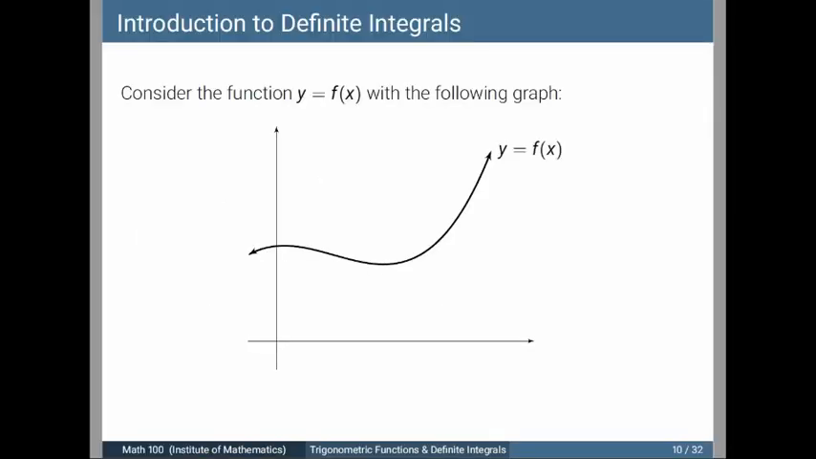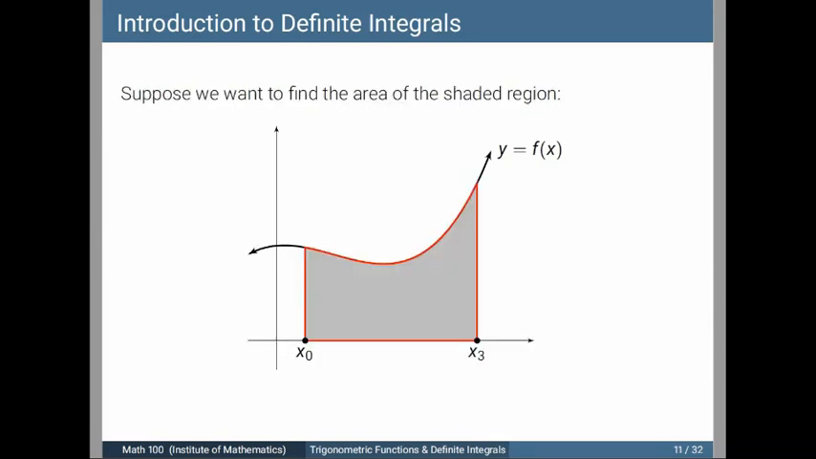Okay, let's move on to the next lesson. Here we consider the graph of the function y equals f of x in the first quadrant. On the positive x-axis, we choose two distinct points whose x-coordinates are x0 and x3. Our goal is to find the area of the shaded portion in the figure.